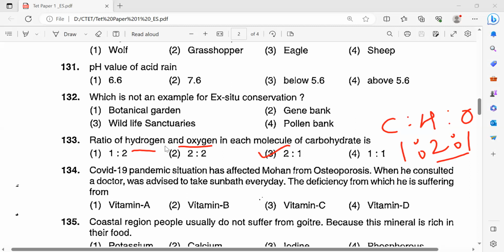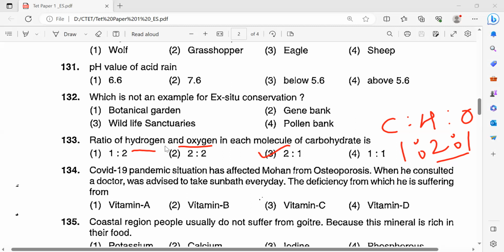134th question. COVID-19 pandemic situation has affected Mohan with osteoporosis, right? When he consulted a doctor, he was advised to take a sunbath every day. The deficiency from which he is suffering. So he was suffering from osteoporosis. Osteo refers to bone. Porosis means pores, like the bone is not strong. In Kannada, we can call it hollow, right?